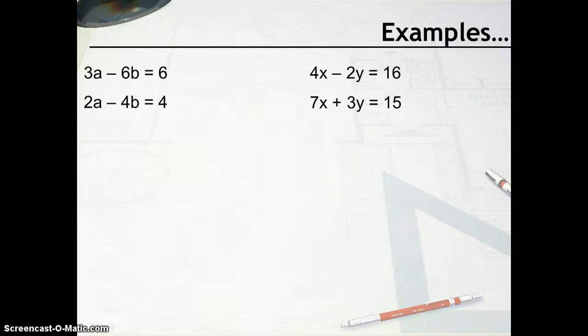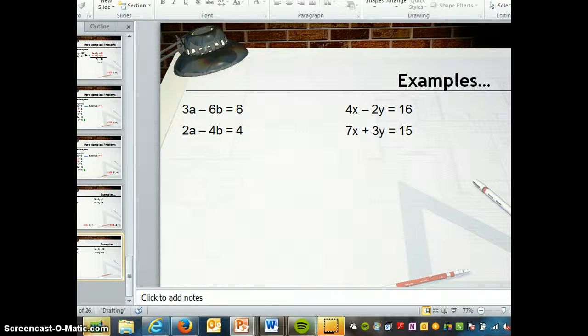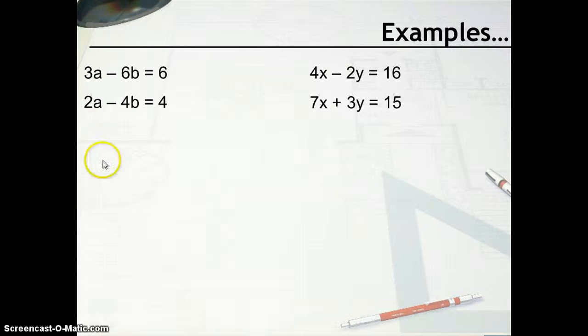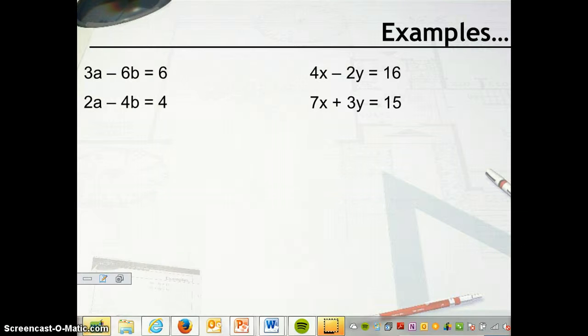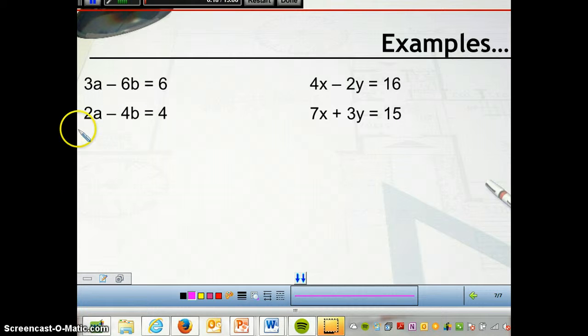Okay, just want to throw one more quick little slide or presentation here of some sample problems. And oh, what happened? Well, let's start that again. Okay, there we go. And on these problems, we want to try to eliminate one of the variables.